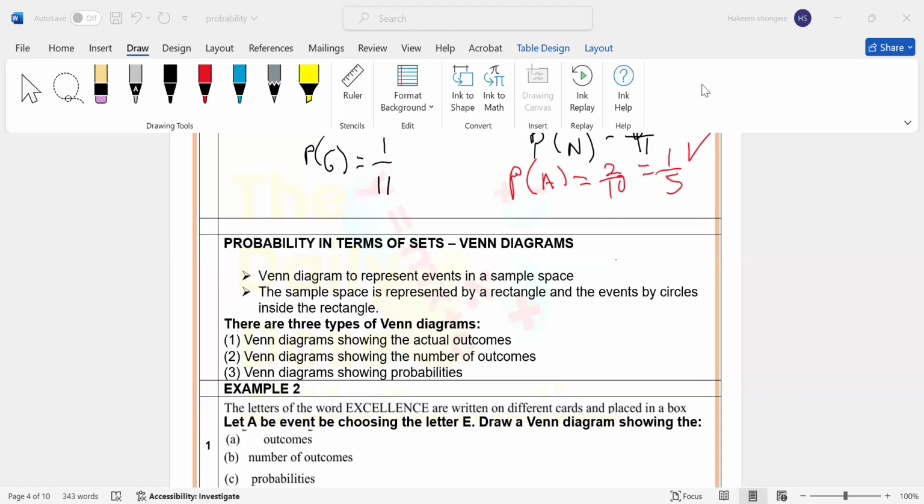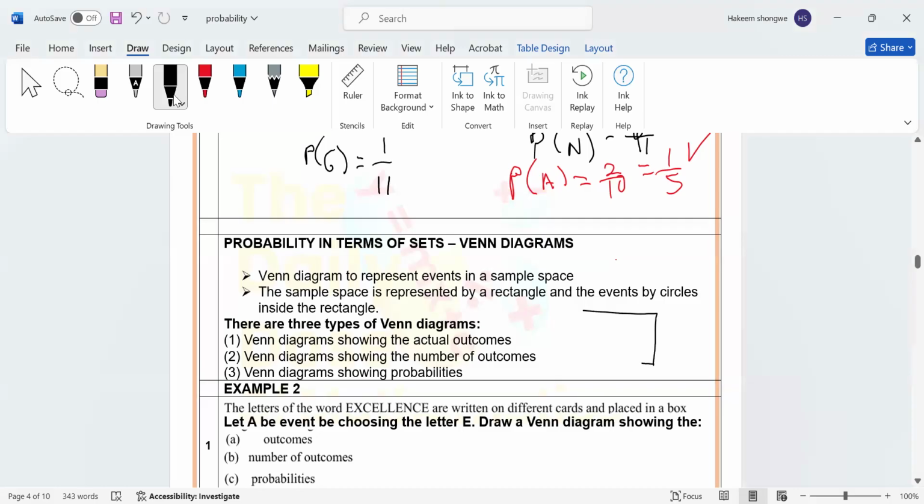A Venn diagram is a graphical representation whereby we are going to represent our events. First, we represent our outcomes, which is the sample space. All the total outcomes, we are going to represent with a rectangular shape. So, when we talk about a Venn diagram, we expect something like this. Number one, this is how we represent our sample space, which is all the total possible outcomes that we are going to be talking about in a specific experiment.